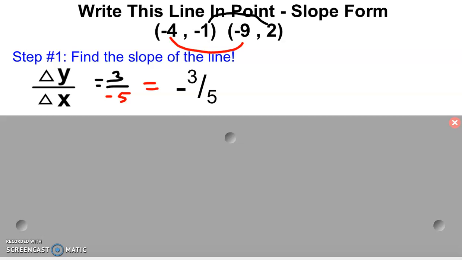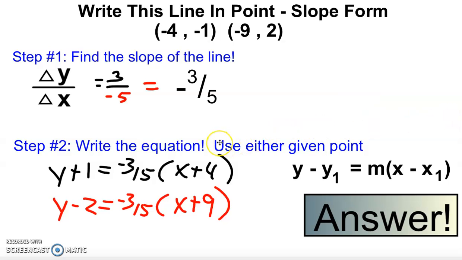And then to write it into point slope form, I have a choice. I can either use the (-4, -1) point for point slope form, or I can use (-9, 2). It doesn't matter which one I use. If I decide to use the (-4, -1), then this is going to become y plus 1 equals -3/5 times x plus 4. Or if I use this point here, then it's going to become y minus 2 equals -3/5 times x plus 9. So I have 2 formats. I can use either one. Either one is fine for an answer.